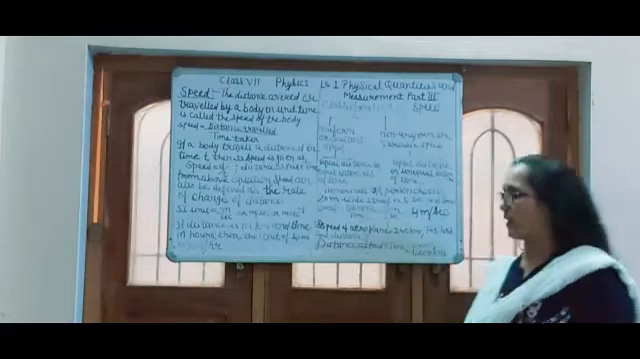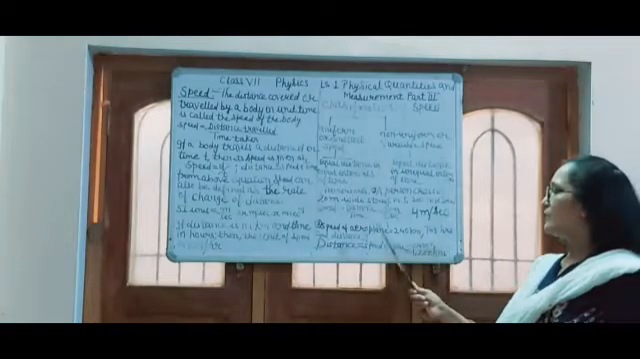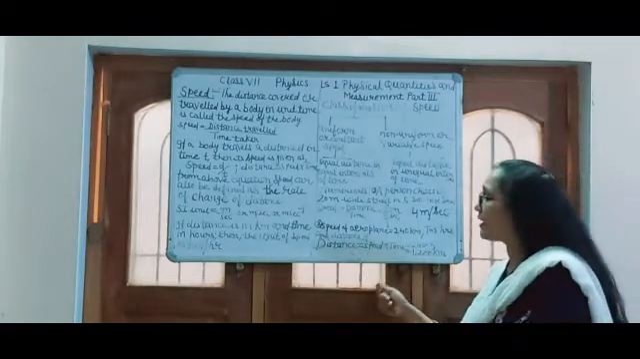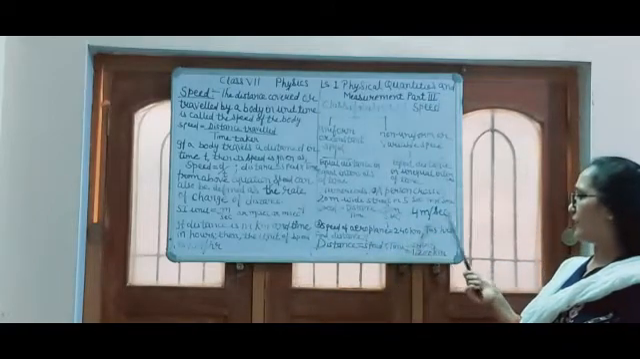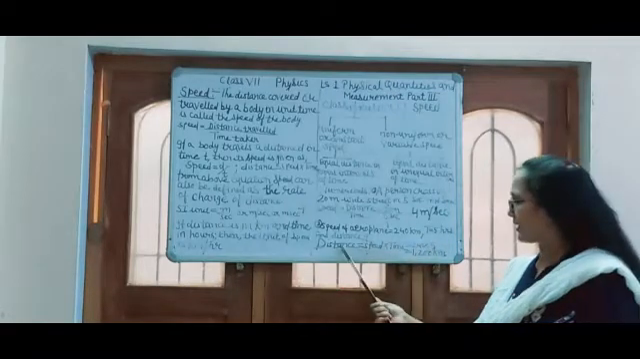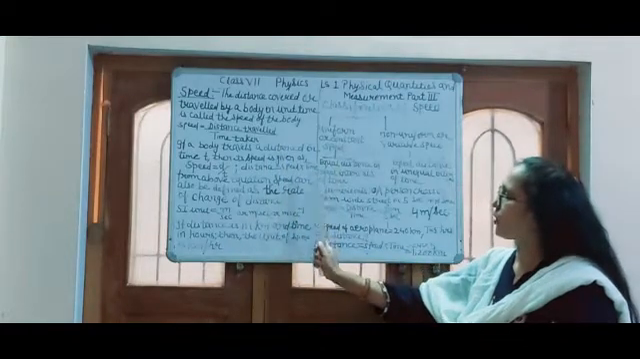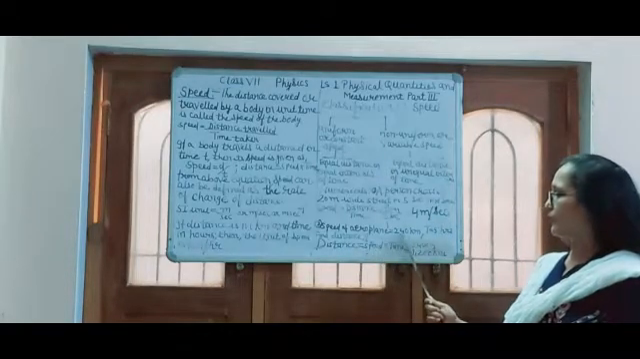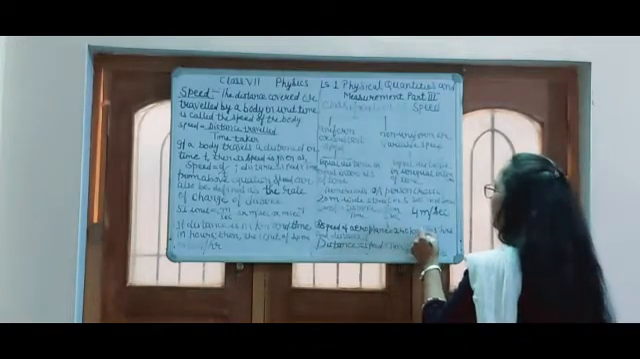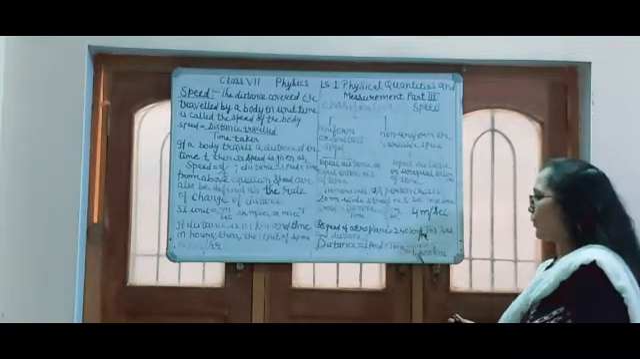Now come to the second numerical. If an aeroplane flies with a speed of 240 km per hour for 5 hours, find the distance. Distance is what? Speed into time. So we put the formula: distance is equal to speed into time. What is the speed? 240 km per hour. And time is what? 5 hours. So distance is equal to 1200 km.